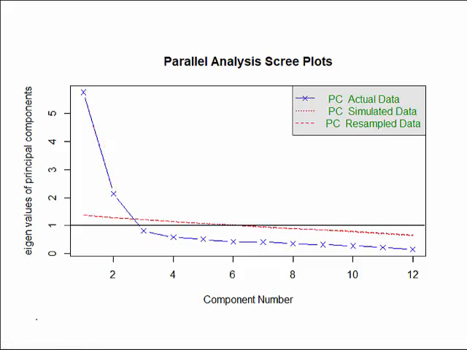But if we follow the rule of extracting factors that have eigenvalues greater than 1, or the rule of using the parallel analysis and extracting factors that have eigenvalues greater than the parallel analysis estimate of what the eigenvalues would be from a random data set, both of those processes would lead to the same decision of extracting two factors in this example.